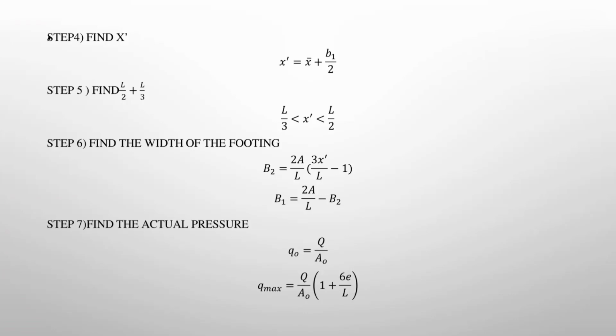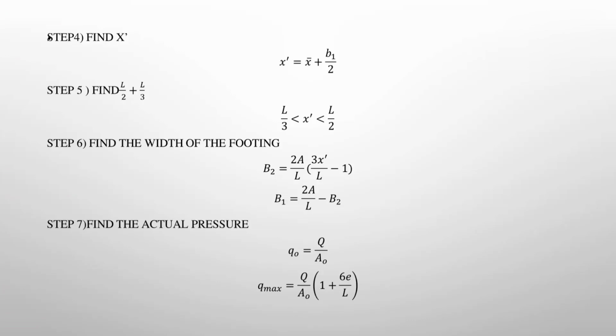Next step is to check that L by 3 is less than x dash, which is less than L by 2, and then we find the width of the footing, that is B2 equal to 2A divided by L into 3x dash divided by L minus 1. Similarly B1 equal to 2A divided by L minus B2.